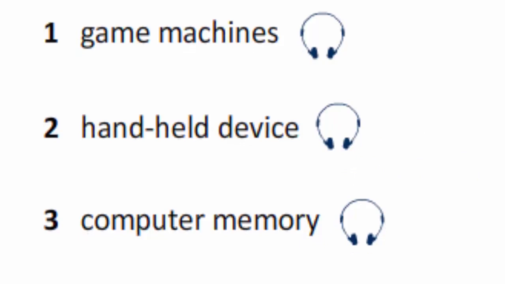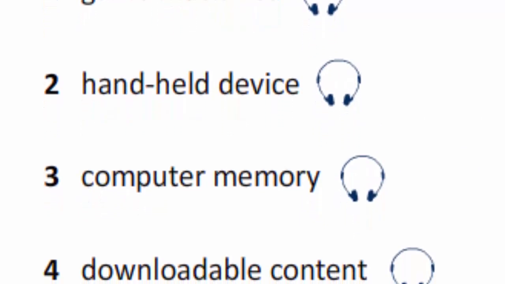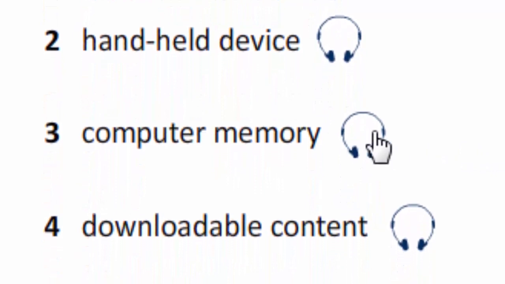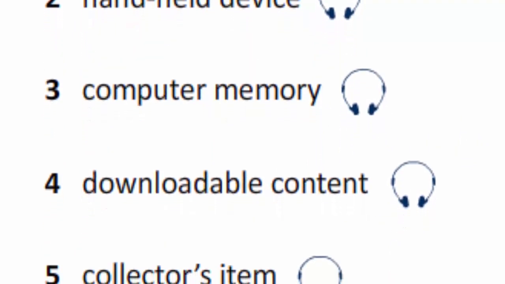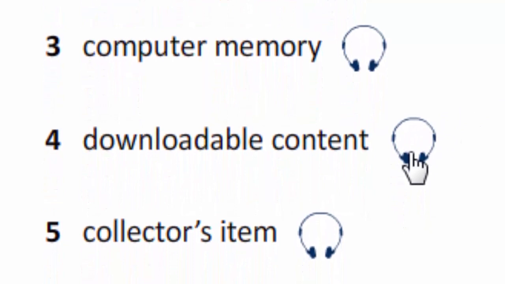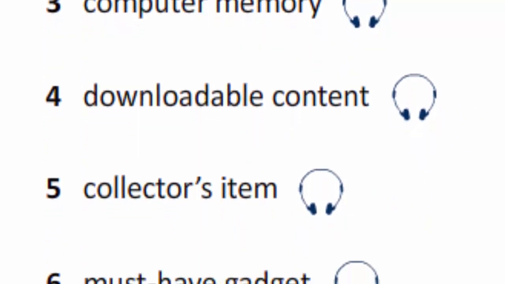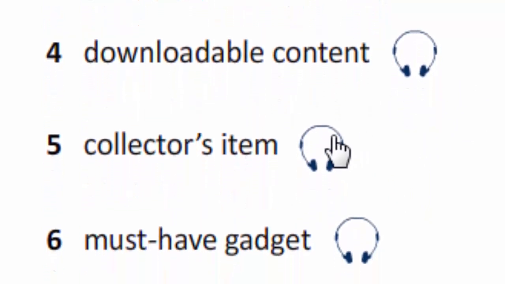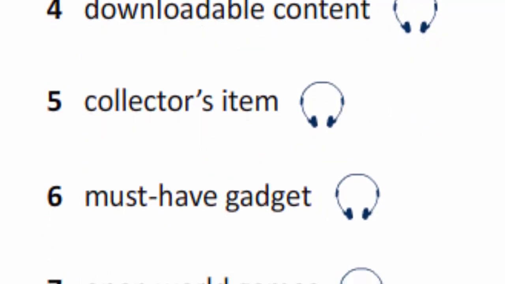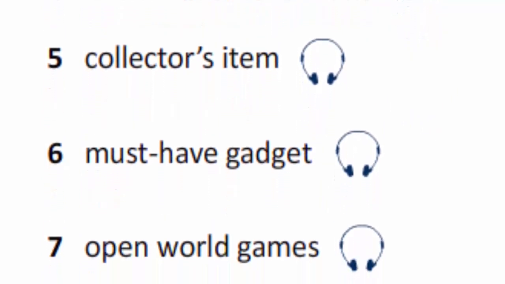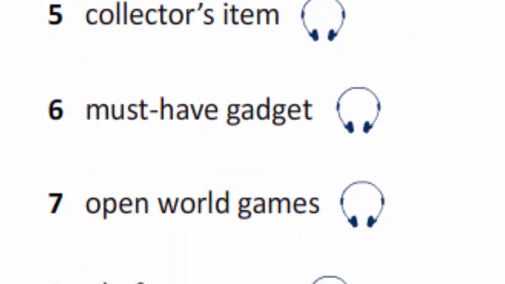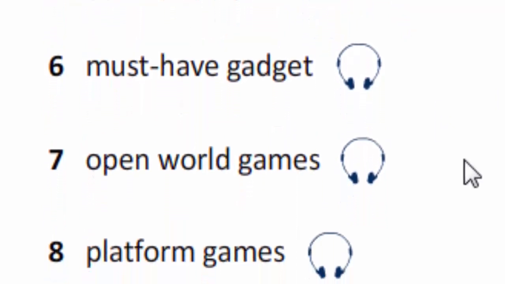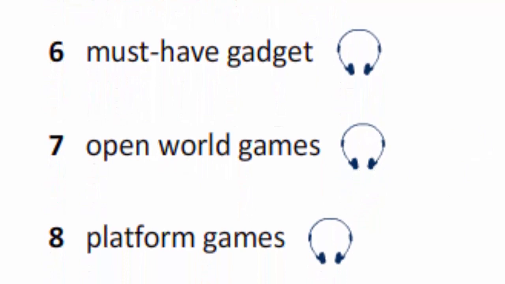Now people play 2D games on their smartphone or other handheld device. 2D games don't use too much computer memory. 3D games often have extra downloadable content. Modern versions of 2D consoles are sold as collector's items. The smartphone is today's must-have gadget. PlayStation and Xbox allow people to play open-world games. Mario and Donkey Kong are platform games.